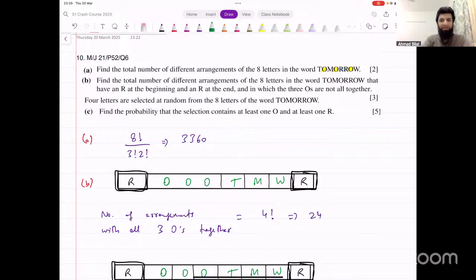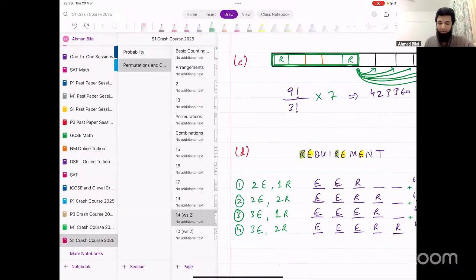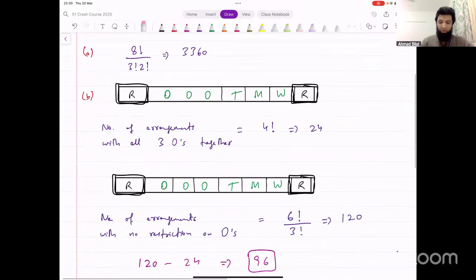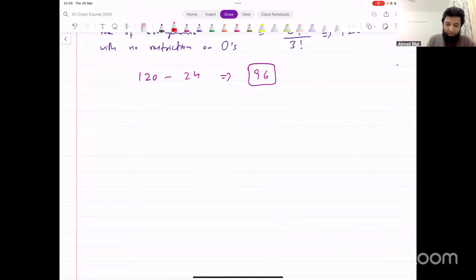Now, it's very similar to what we did in the previous question. The difference is here we were looking for the number of possible selections, right? And now they have asked us for probability. Okay, we're not talking about selections anymore. We're talking about probability of having a certain selection. Okay, so how do we do this now? Part C.